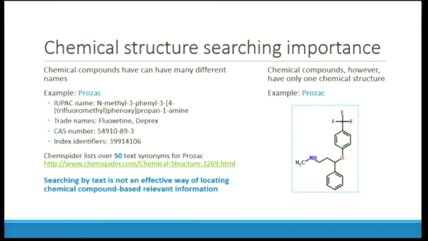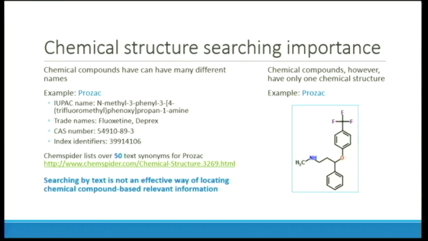So why is chemical structure searching important? The main reason is because while you may have one actual chemical, that one chemical has a lot of names. Each given chemical has many synonyms. Let's take a common example of Prozac, a well-known antidepressant. It's got an IUPAC name. This is essentially a standardized name based on its structure.